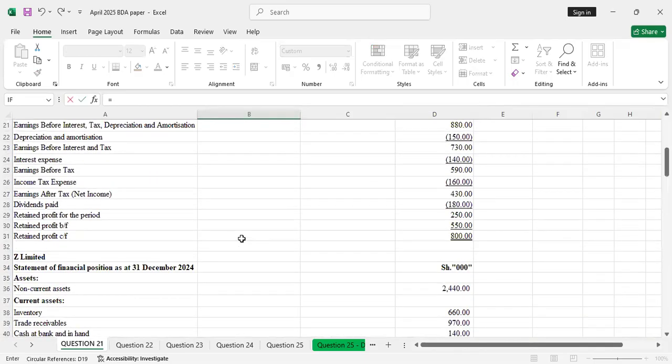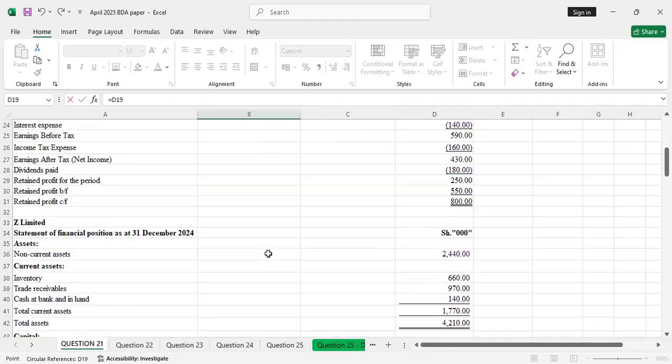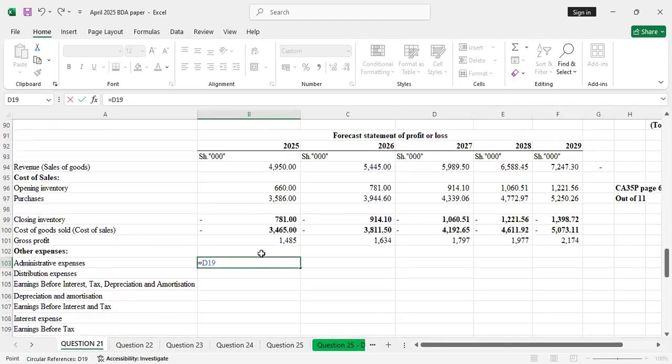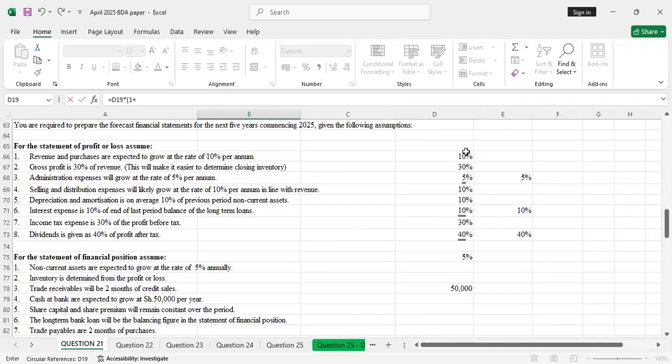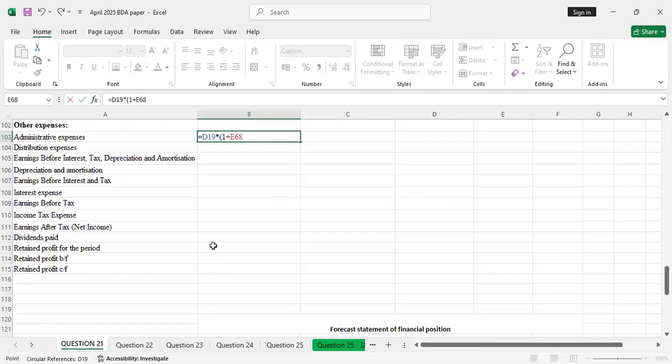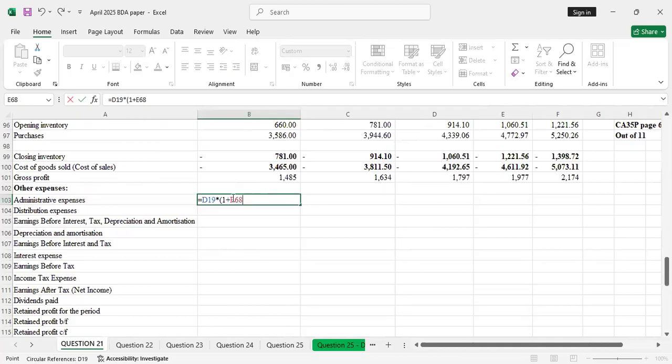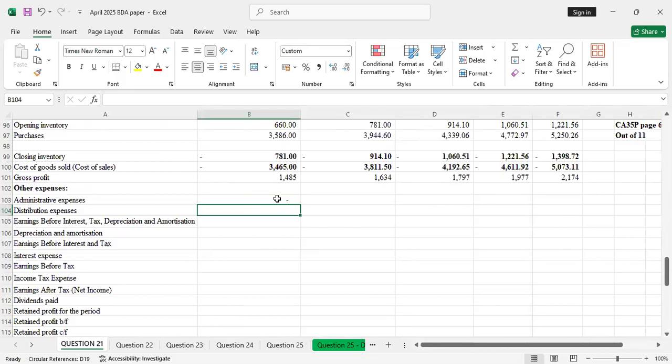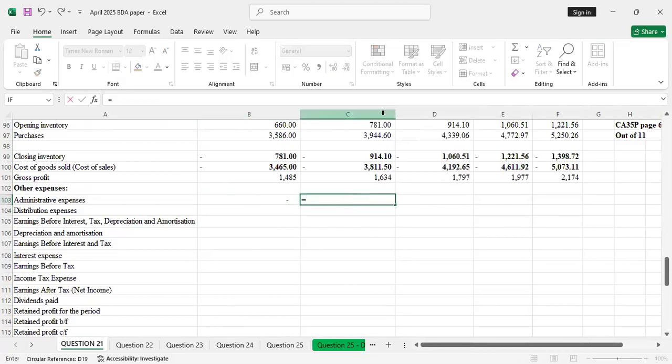So it was 210. This should be captured. I don't know why it's not giving me the values. Times bracket 1 plus the growth rate, which is 10%. Sorry, for admin, it is 5%. And unlock it. We'll also lock it completely. Then I'll close the bracket. Then I'll enter. I don't know why it's giving me the negative. Let me just do the next one.